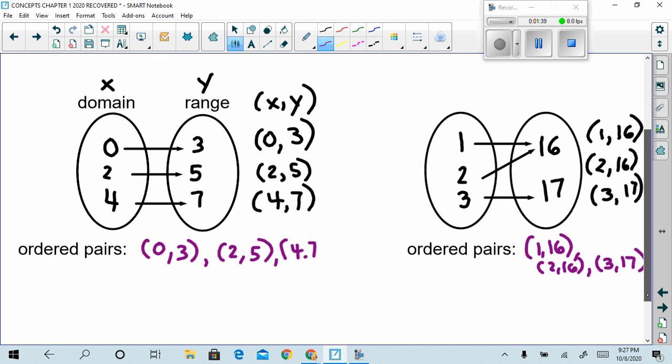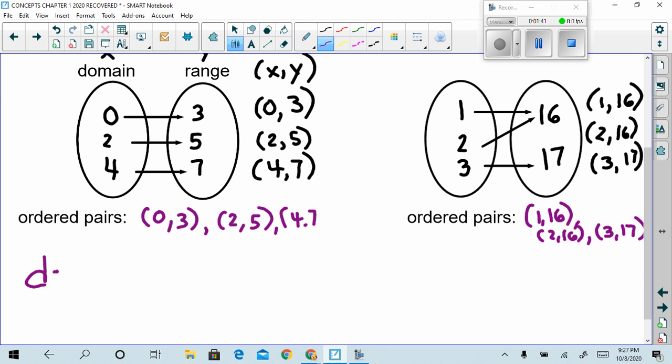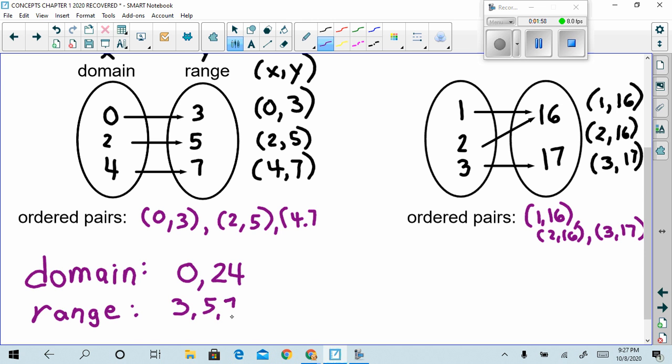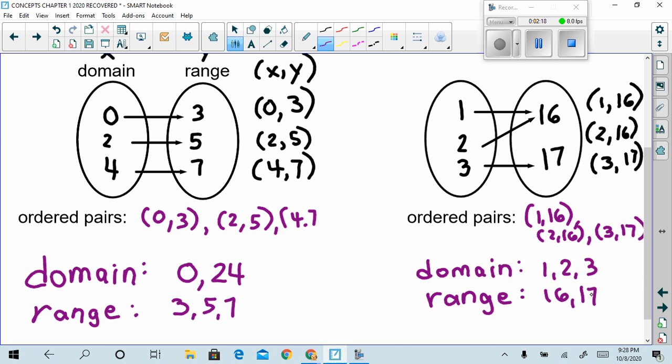Now they might ask you just to list the domain. The domain is my X values, so if I had to list the domain, I would say those values are 0, 2, and 4 in this first mapping. If they asked me to list the range values, I would be looking at 3, 5, and 7. Same on the second one. If they wanted my domain, those are my input values or my X values: 1, 2, and 3. My range would be the output or Y values, and that's 16 and 17. You only write each term once.